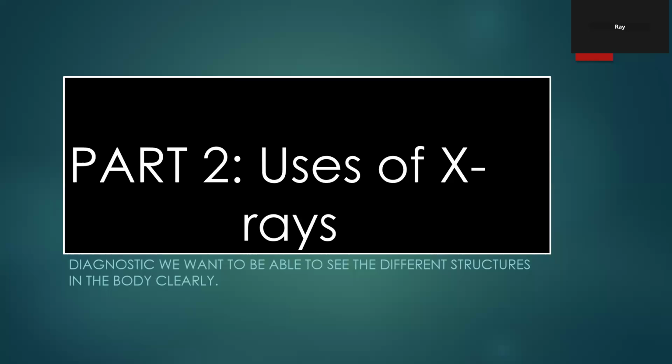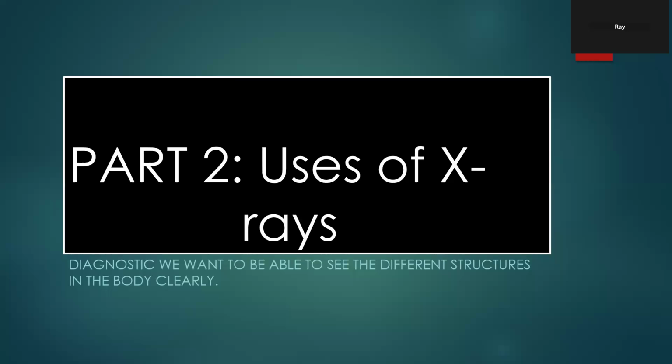So if we think of X-ray as particles, if the electron gives all its energy to produce the X-ray, then we have the minimum wavelength or maximum frequency.